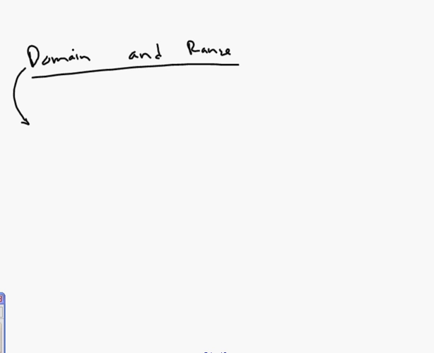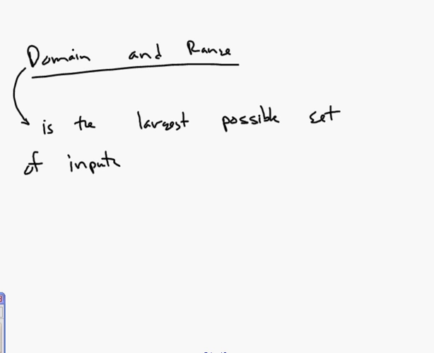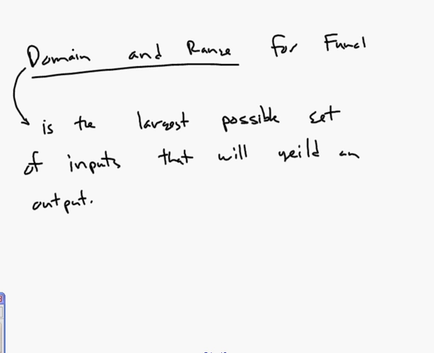The domain of a function is the, we'll say it this way, largest possible set of inputs that will yield an output. That's one way to say it. The domain is the largest possible set of inputs that will yield an output. And it's important to say when we're talking about domain and range for functions, okay, we're not going to talk about anything else today. Just things that are functions. Okay.